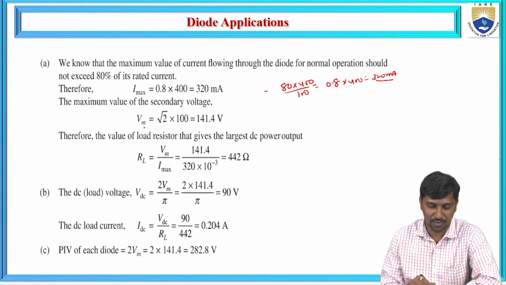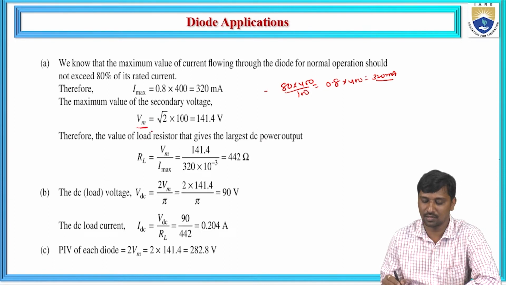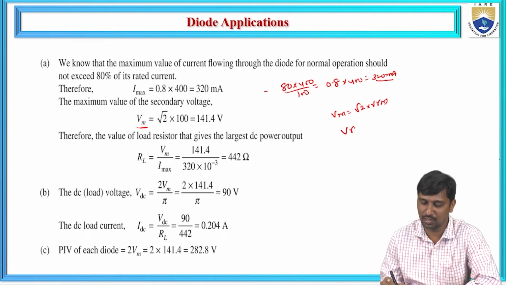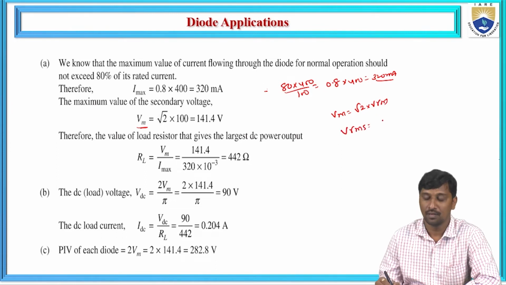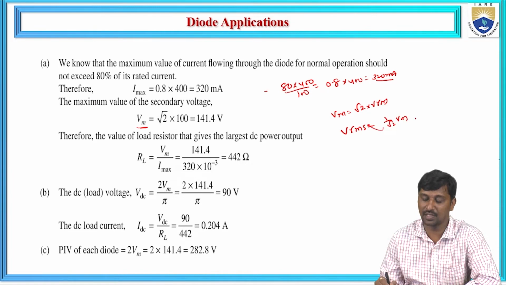From that, I am going to calculate the maximum Vm voltage. We know that Vm is root 2 times VRMS, or we know that VRMS is equal to Vm by root 2. Hence from this I calculated that Vm is equal to root 2 times VRMS.